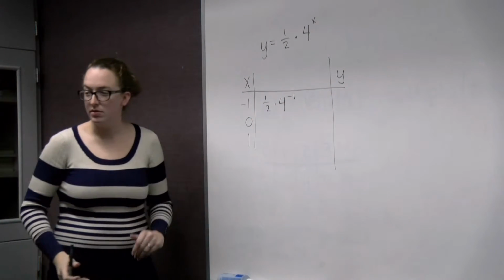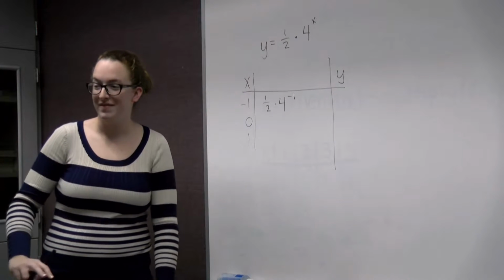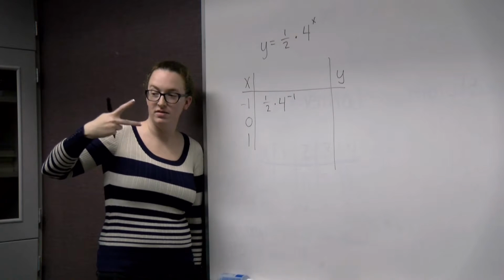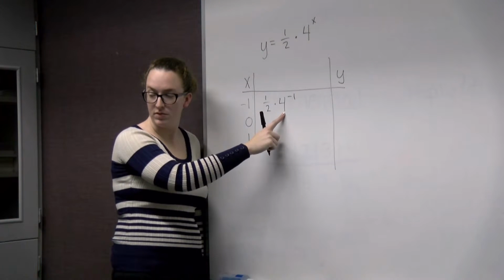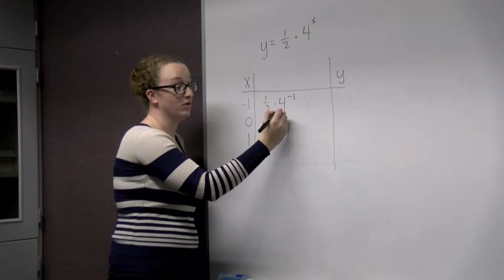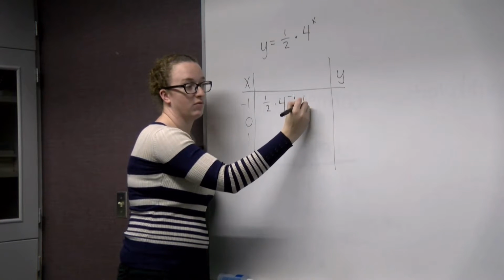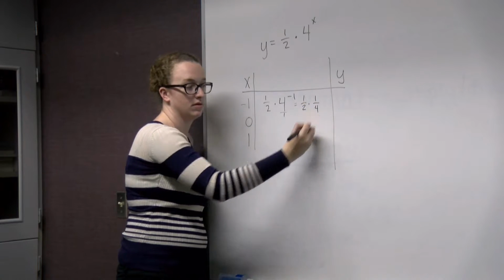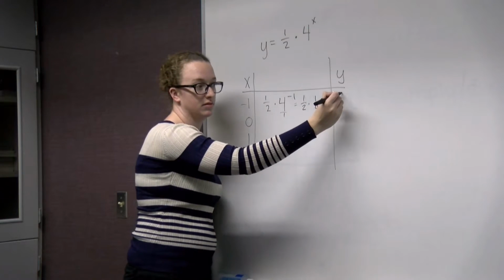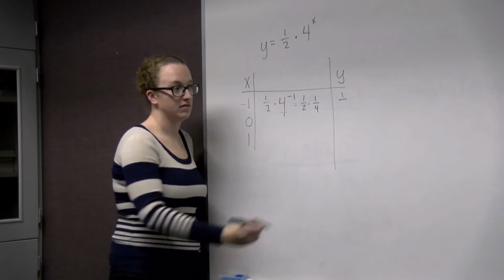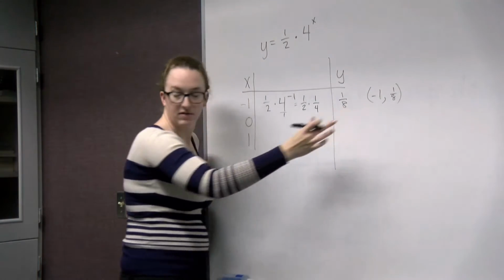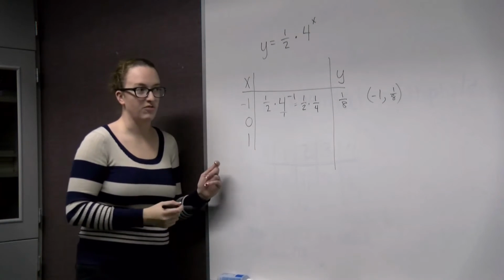So we're going to plug in that -1. What does a negative exponent do? When we have a negative, we flip it. So what does this become? I'm going to flip that around. 1/4, because it's like this is over 1. So we have 1/2 times 1/4. With multiplying, we can multiply straight across. 1 times 1 is 1, 2 times 4 is 8. So we have the point -1, 1/8. We'll look at that on graph paper in a second.